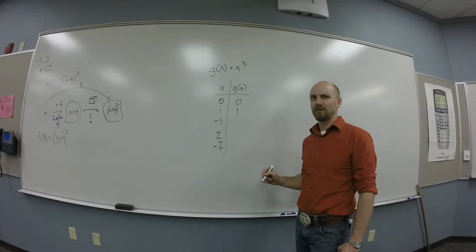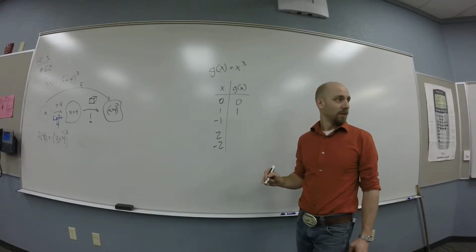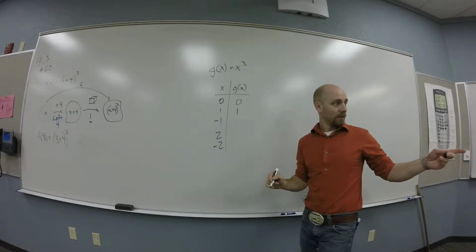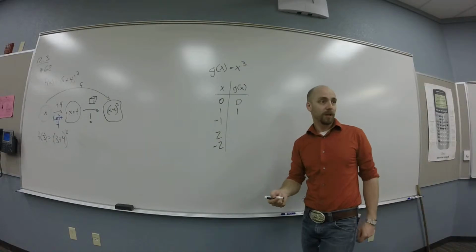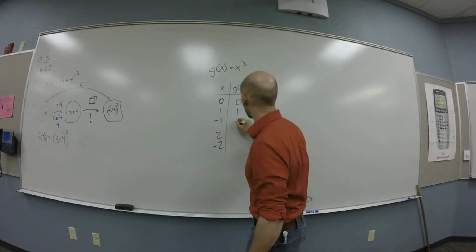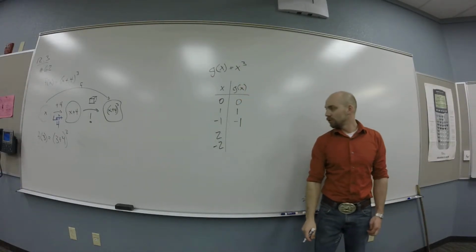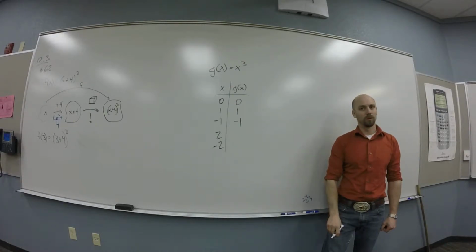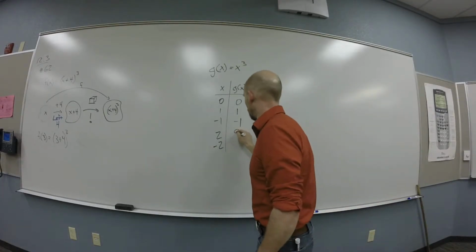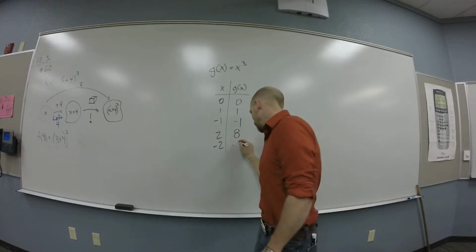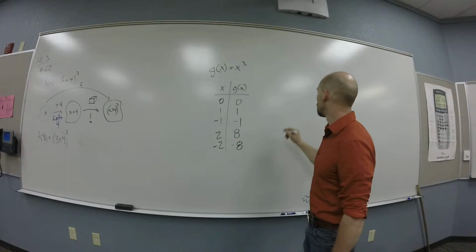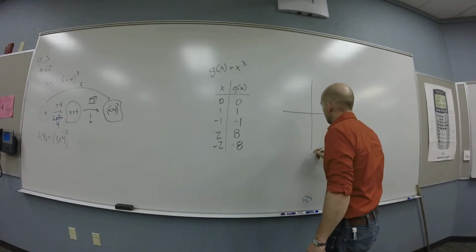What do you get for negative 1 cubed? Negative 1? Convince me. If it's cubed, so it's 3, negative 1 times negative 1 is 1, times negative 1 is negative 1. Yeah, it's an odd number of negative 1s multiplied together, so it's negative, right? How about 2? 8. And negative 2? Negative 8.